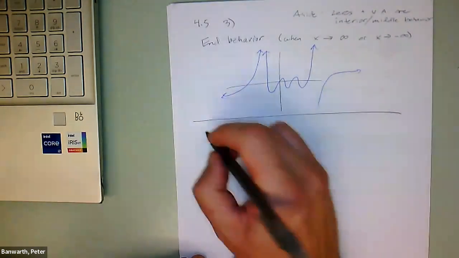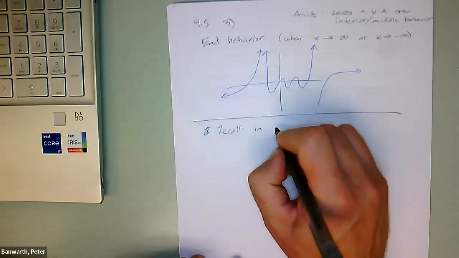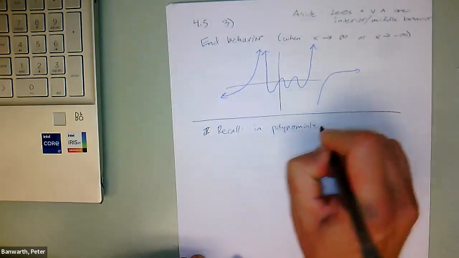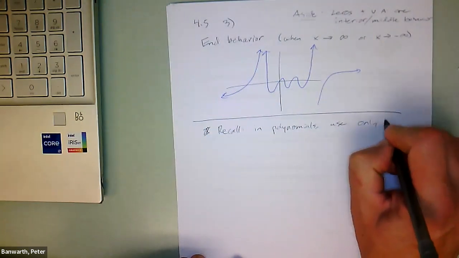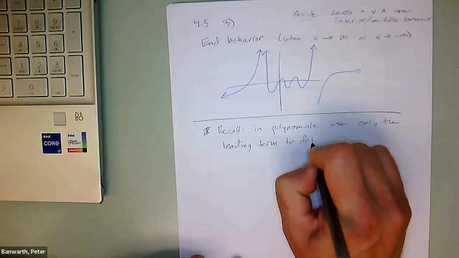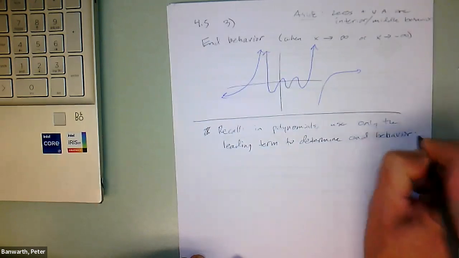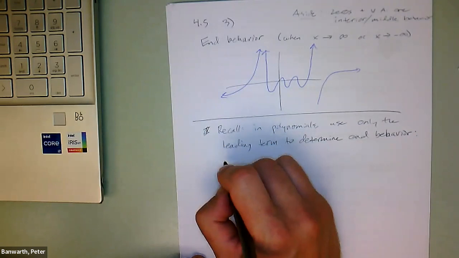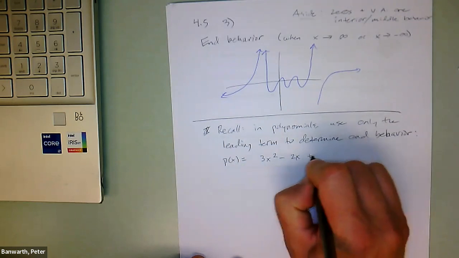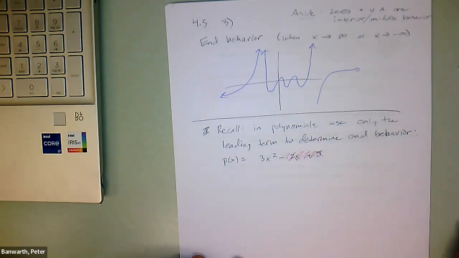Recall from polynomials, so here's another aside kind of. Recall in polynomials, use only the leading term to determine end behavior. So for example, if I have p of x equals 3x squared minus 2x plus 8, for the end behavior, I can ignore all that.